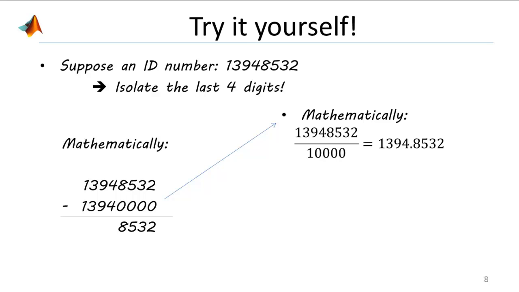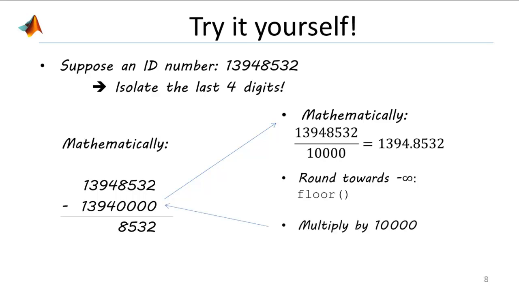We divide by 10,000 so we can move the decimal period all the way up to the last digit we want. And then we use the floor function. That will give us 1394 only. And if we multiply that number by 10,000, then we're back to the middle number. Try to code that. Give yourself some kind of practice to understand those rounding functions.